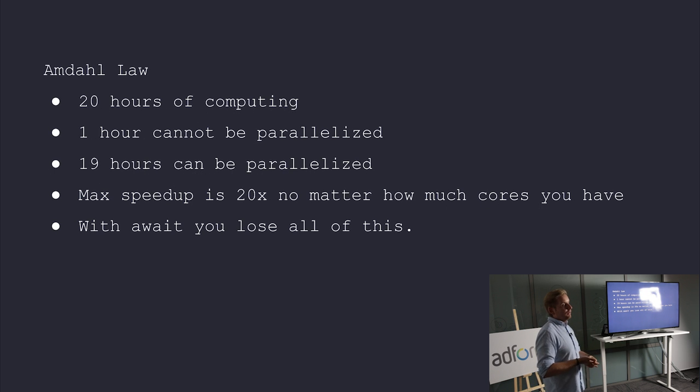So a small recap of what Amdahl's law is in general. Let's say you have 20 hours of computation to do, and 19 hours of that computation can be parallelized, and 1 hour cannot. It doesn't matter how many cores you put inside your machines, you can never go below the 1 hour, because this 1 hour cannot be parallelized. So still you get a 20 times speedup, but if you do the await thing, you lose all of that, because you need to go with every hour of computation one by one, and you lose all of the speedup.